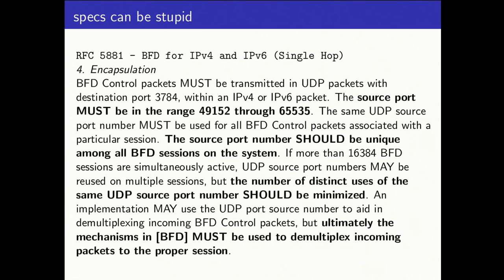It recommends that the source port is globally unique for all of the BFD peers, and that you can reuse it, but you should minimize your reuse. But none of that matters because you must use the mechanisms actually built into BFD to identify which session is which. So we defined all these crazy rules, and unfortunately you have to follow them because these are musts in the spec, but they ultimately just don't matter. I discovered that this actually matters because if you don't set your port in that range, you cannot bring up a session against a Juniper. It's a must, okay, all right, I guess.